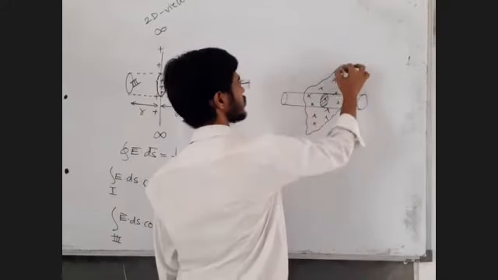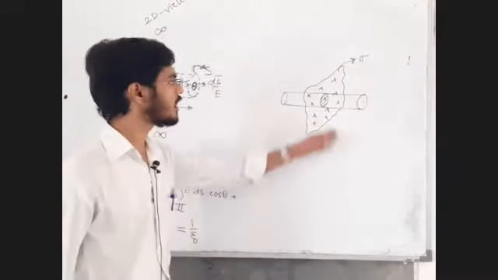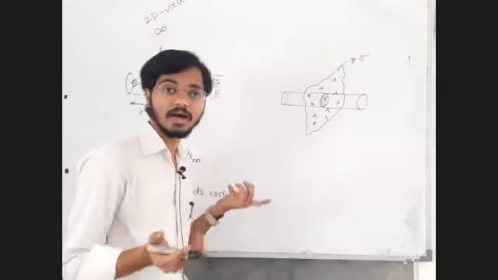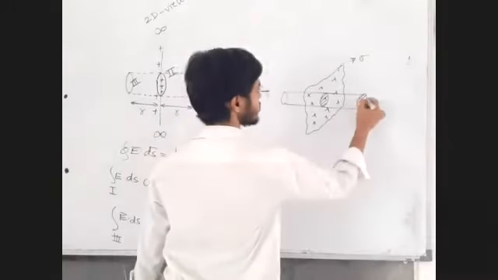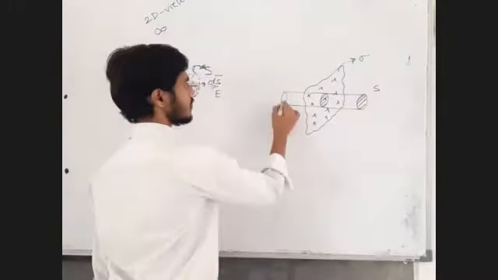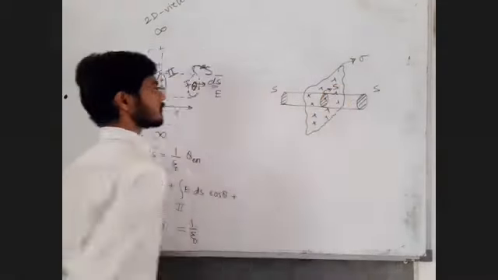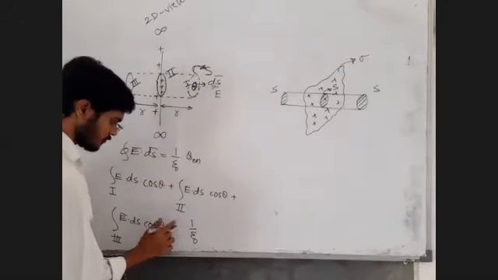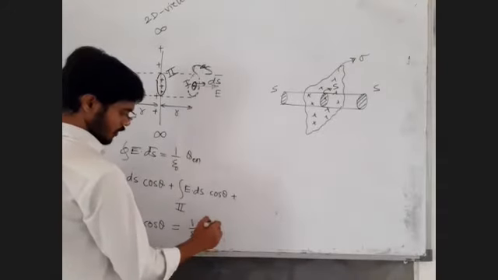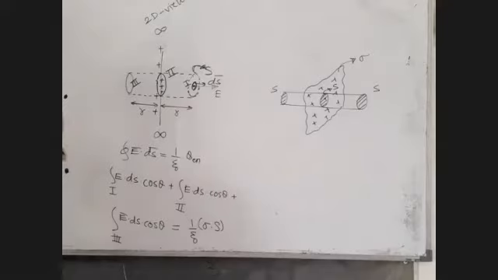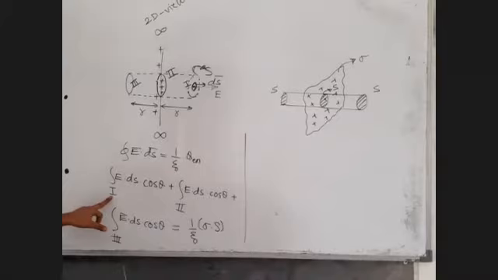Sir, this object has charge per unit area as sigma. Charge per unit area into area. Which area? We want enclosed charge, so enclosed area. Sir, this total area you called as S. This should also be equal to S. Charge enclosed is charge per unit area into enclosed area. Now, next. Over first area.